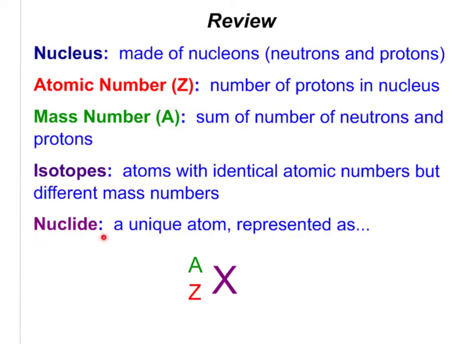What is a nuclide? That's a new term. A nuclide is just a unique atom. They're called nuclides in our nuclear chemistry here. And we represent them with X being the symbol of that nuclide. So if it's a chlorine, this would be obviously capital C, lowercase l. And then A is written at the top as the mass number, and the bottom number, Z, represents the atomic number.